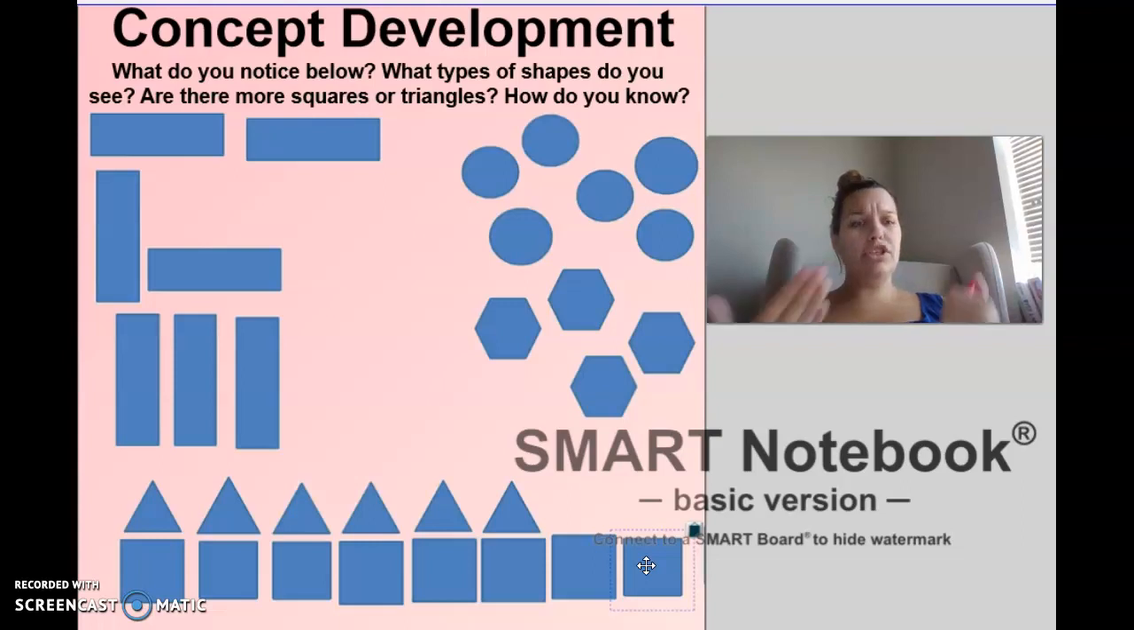So, which shape do I have fewer of or less of? Good job. I have fewer triangles than I do squares. Very, very good.